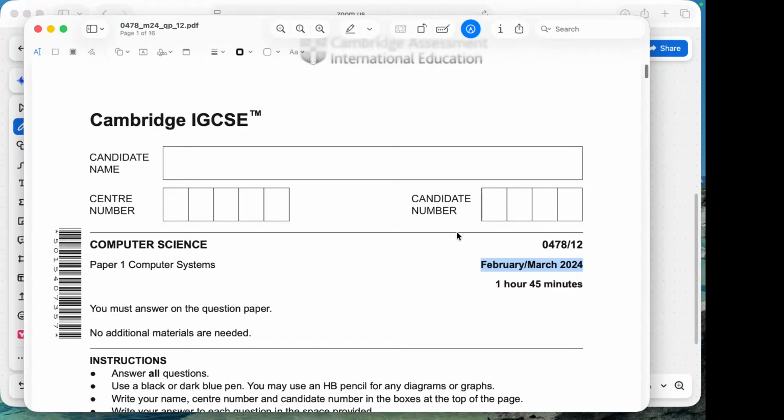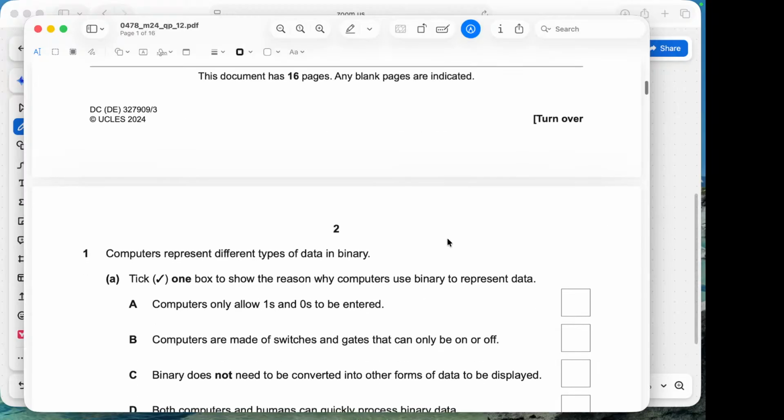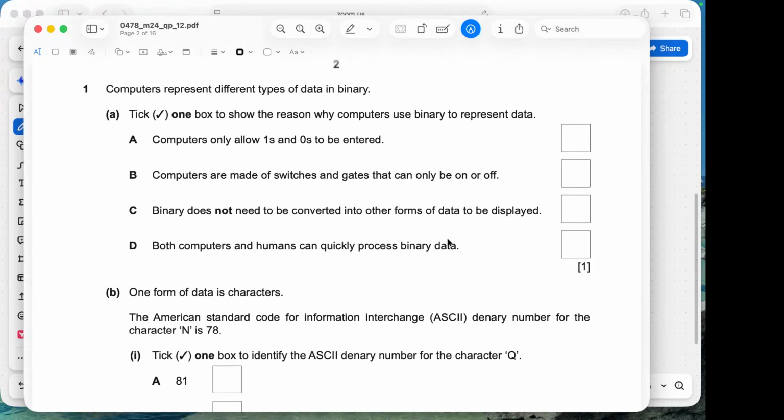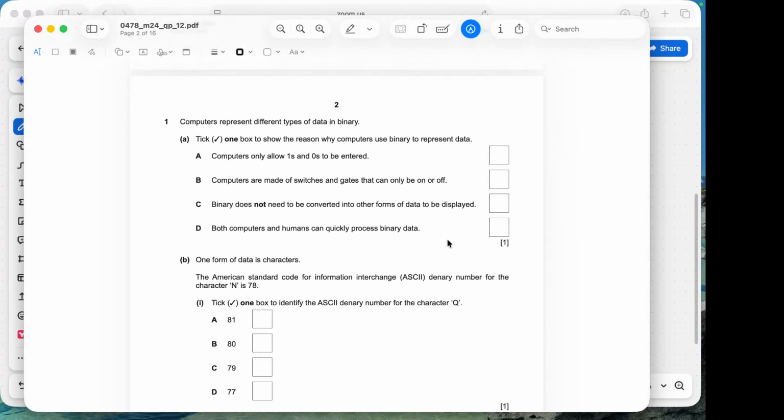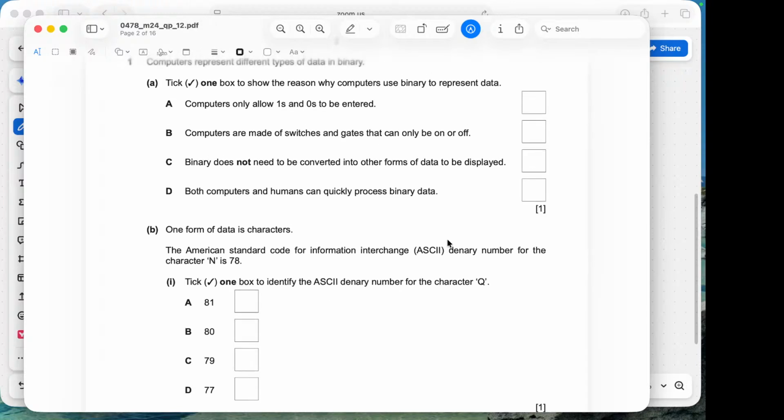So the first question is, computers represent... oh, actually, we've got two tick boxes, so I'll give them both to you at the same time. Tick one box to show the reason why computers use binary to represent data. Is it computers only allow ones and zeros to be entered? Computers are made of switches and gates that can only be on or off. Binary does not need to be converted into other forms of data to be displayed, or both computers and humans can quickly process binary data.